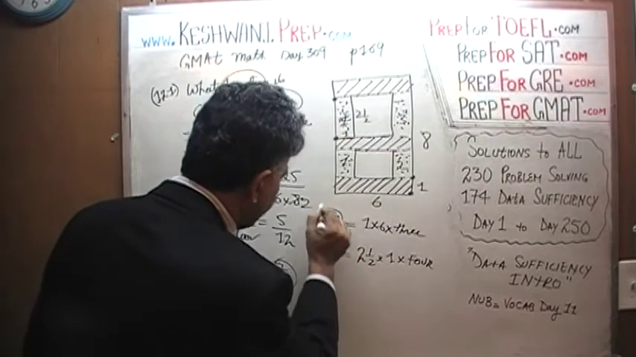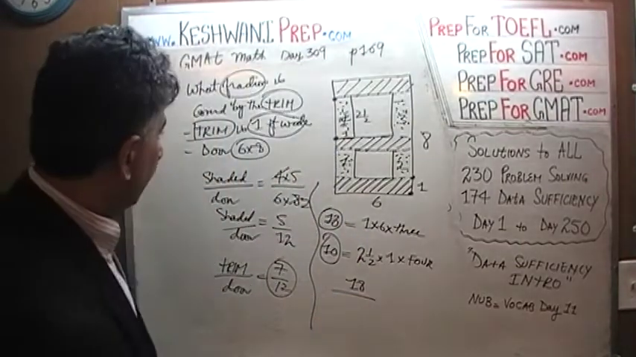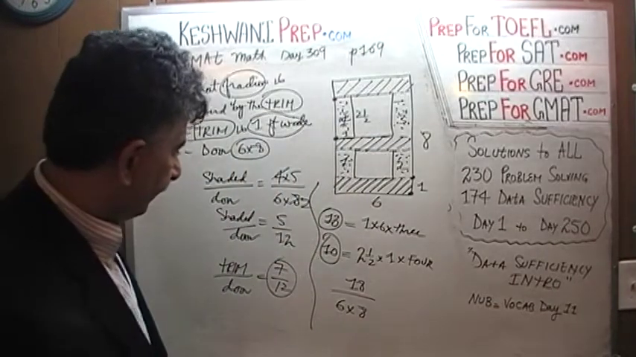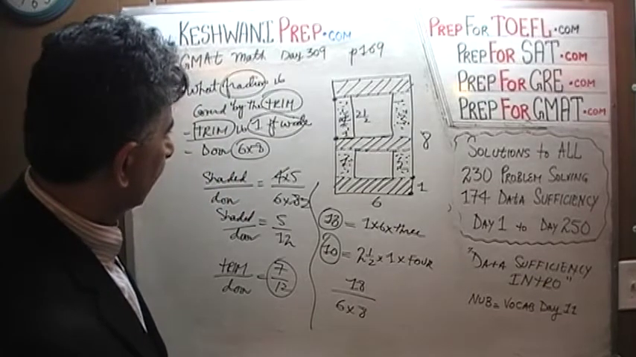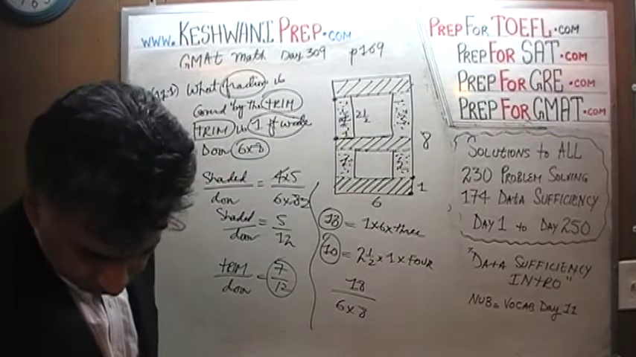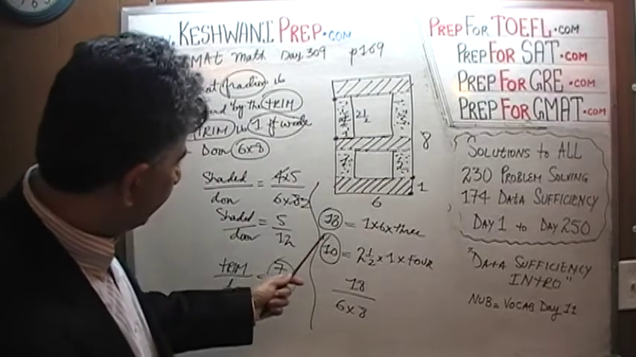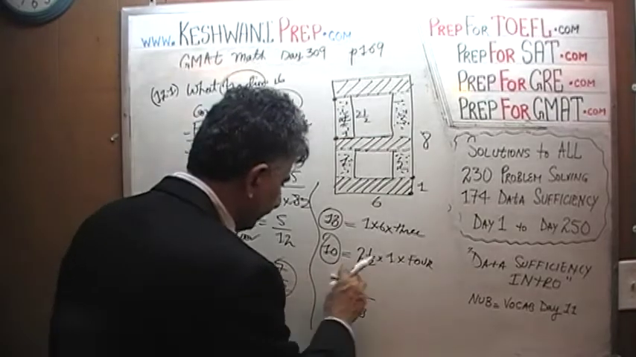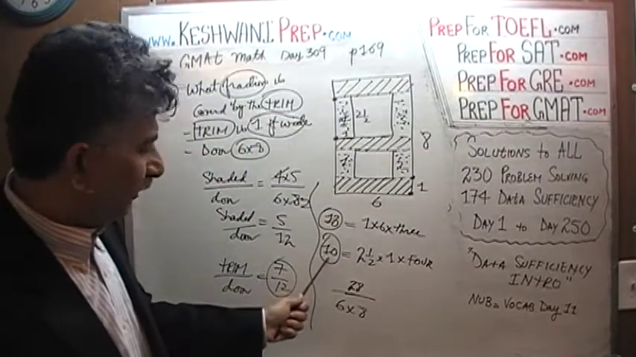So altogether we get 18 square feet, and the total area we are told is 6 by 8. That's right, the total is 6 by 8. Did I make a mistake? It's not 18, is it? This is 18 plus 10 is 28. I'm not paying attention. It is 28, not 18. 6 times 3 is 18 plus 10 is 28.